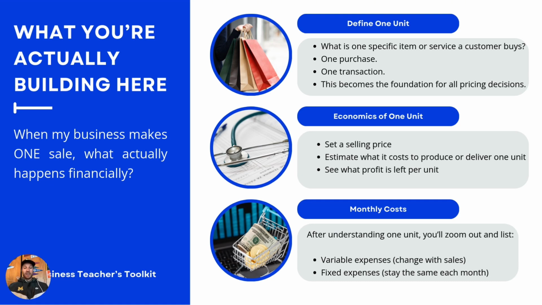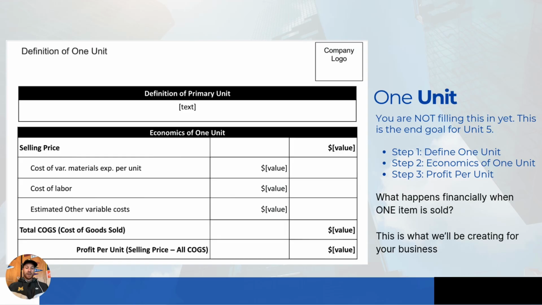Now we need to break down the economics of one unit. We need to figure out how much we are going to sell it for, what is the cost to produce or deliver one unit, and what is the profit that is left per unit after that sale. What are the monthly costs? After understanding one unit, we're going to zoom out and list variable expenses as well as fixed expenses. Those are coming up soon.